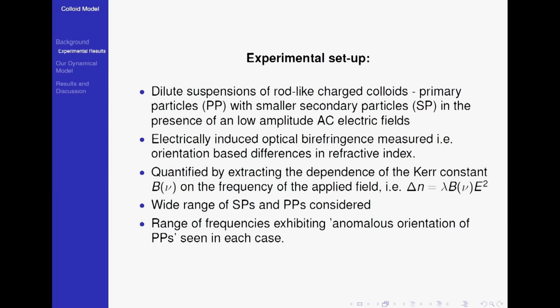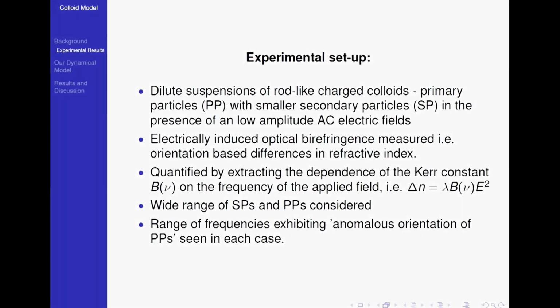Lambda is the wavelength of the light that you're using, and this B depends on the frequency of the AC field. So if you change the frequency of the AC field, then this quantity B changes. And B changing basically means that for the same field value and the same wavelength, the change in the refractive index could be different. So they studied that, and we'll see what that allows you to do. And in the process of doing this, they used different types of these rod polymers or primary particles, and they used a range of secondary particles. And the interesting thing was, in each one of these cases, they did see this effect of anomalous orientation.